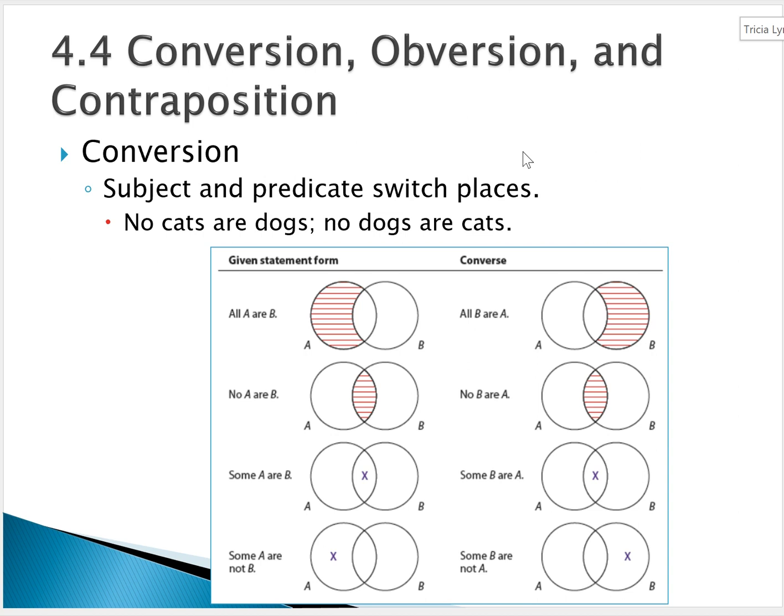This week we will be finishing off chapter 4 in our logic course, and section 4.4 is where we're going to start, and that talks about conversion, obversion, and contraposition. All right, so conversion is where the subject and the predicate in your statement switch places. So here's the given form, and here's the converse for each. You might want to press pause and write these in your notes, but here are the Venn diagrams for both the original form and the converse of each form.